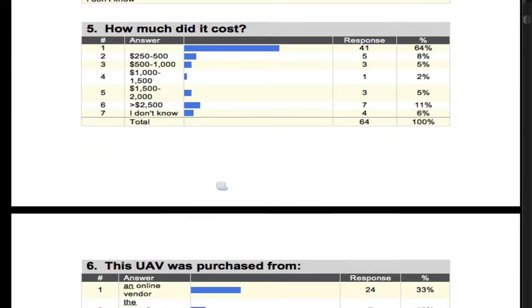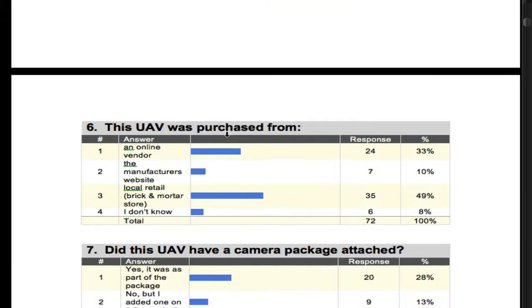And then this one is how much did it cost, right? So again, the same pattern we've been seeing, which is the largest category is less than $250. So this is the cheapest category, our little micro units. And then the next most common category is the stuff that's more expensive. And then everything else is in between.